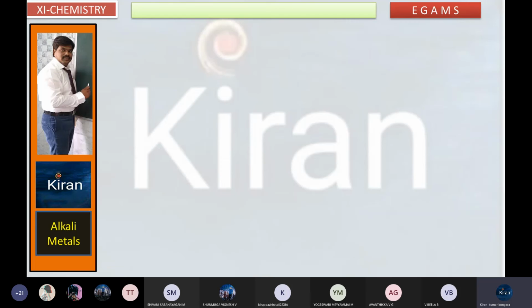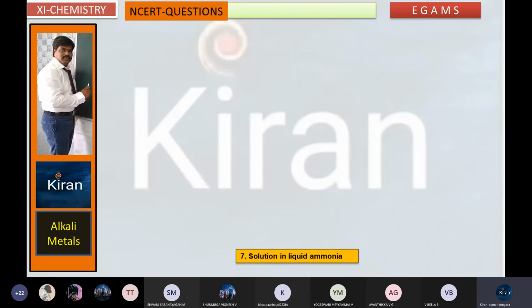And NCERT questions. Before going to this, yesterday we finished 6 chemical properties. One more chemical property is left, that is reaction with liquid ammonia solution. So when alkali metals react with liquid ammonia, what are the products we are getting? That is the last chemical reaction we are going to see.